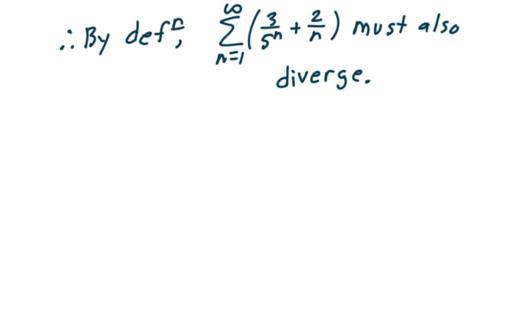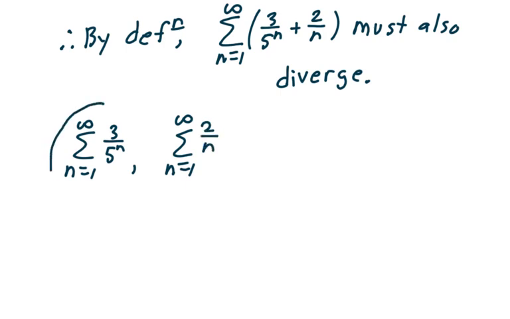I don't know if that makes sense. So I took a look at the series of 3 over 5 to the n, and I took a look at the series from n equal 1 to infinity of 2 over n. So we got a series that converges, and we got a series that diverges. So basically, when you add them, it must diverge. I hope that's okay.